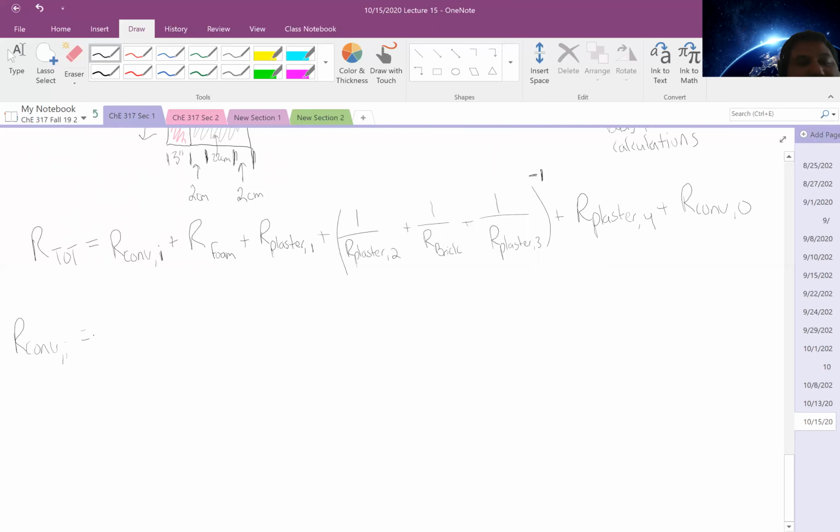This is simply 1 over hA, or 1 over 10 watts per meter squared Kelvin, times my area of 0.22 square meters, which gives me a value of approximately 0.455 kelvins per watt.